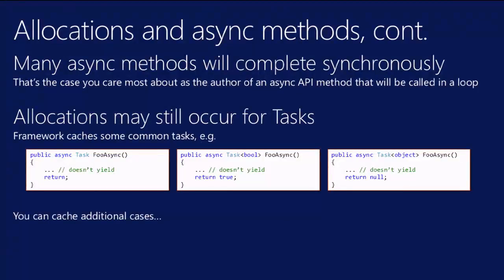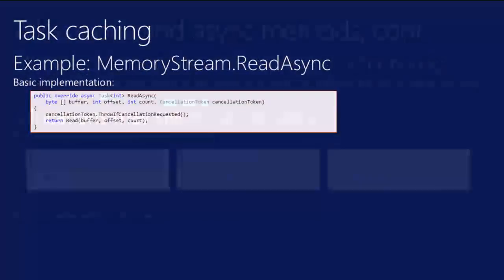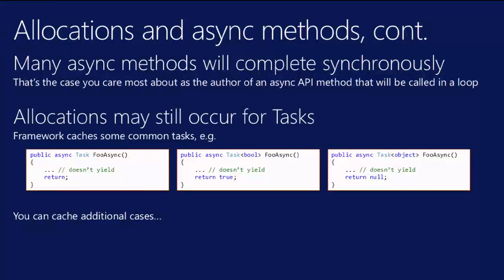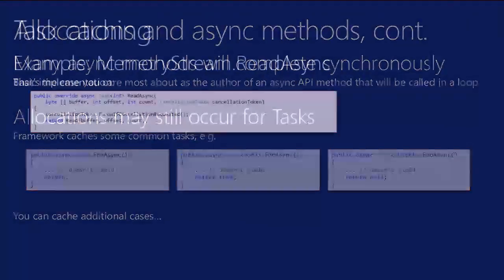So you can decide to cache additional cases yourself, right? We don't actually cache more than this right now in the framework. And you wouldn't want us to cache more than this, right? Think of a lot of the task methods you have that return strings that could be giant strings. You don't want us to keep a cache alive that's going to hold on to those, right? Remember the maxim that a cache that doesn't have an expiration policy is really a memory leak, right? You don't want us to be doing that work for you. We don't know what task we should be caching, but you might, right, based on your domain knowledge.